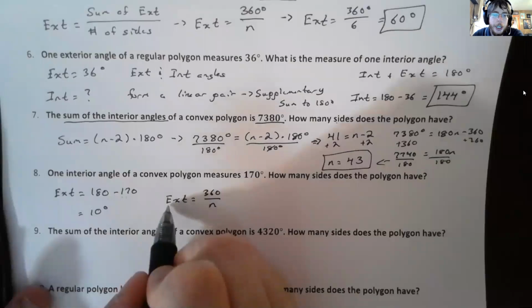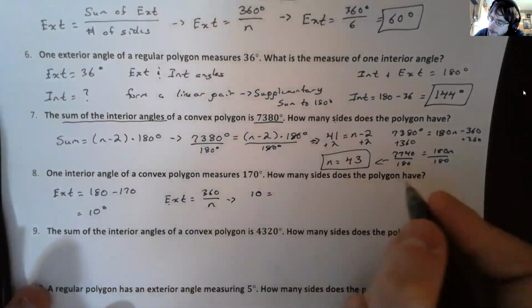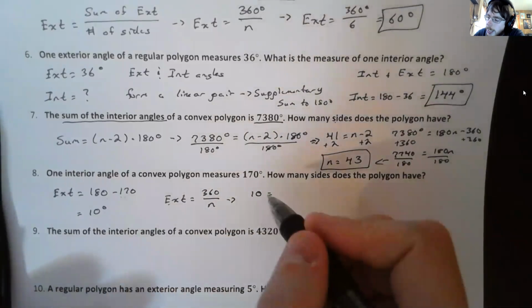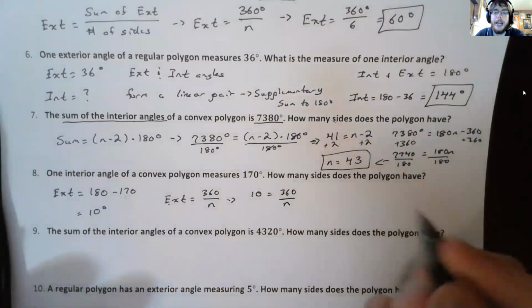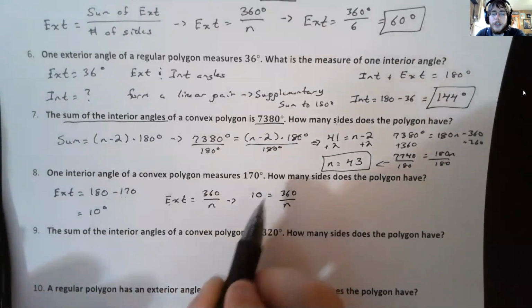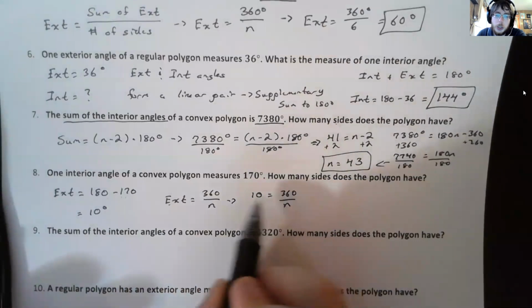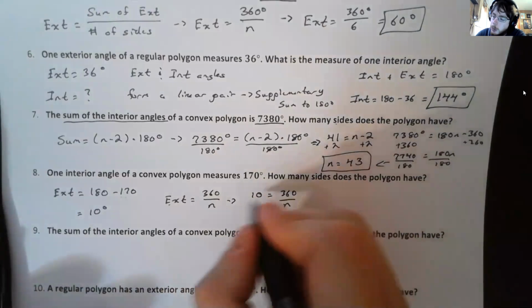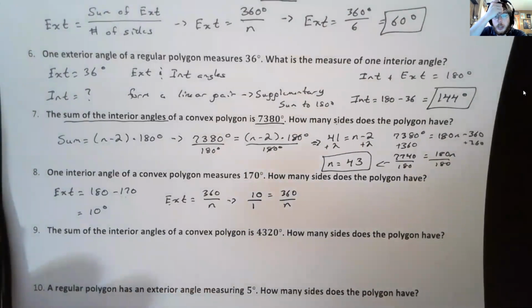And in this case, we know what our exterior angle is. It's 10, and that would be equal to 360 over n. Now, we have a fraction on that right side. If I want to solve this, I could just multiply both sides by n, or you could make it to where the left side is a fraction as well. So if we divide the 10 by 1, we make the left side into the fraction.